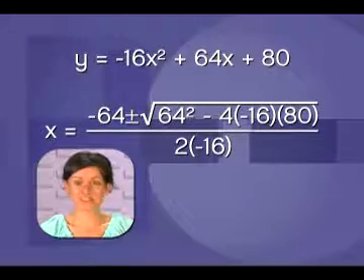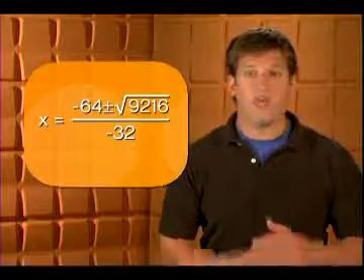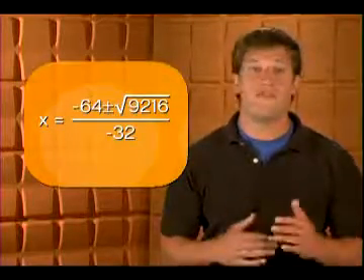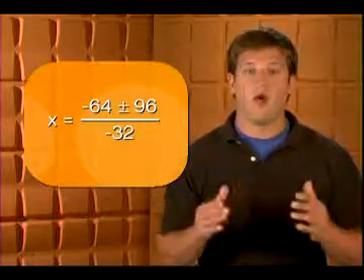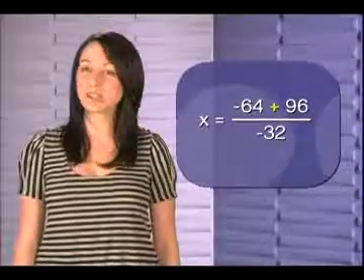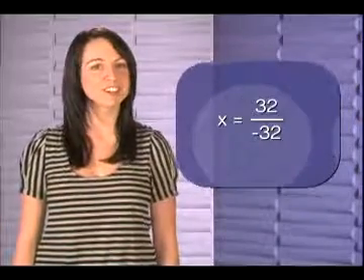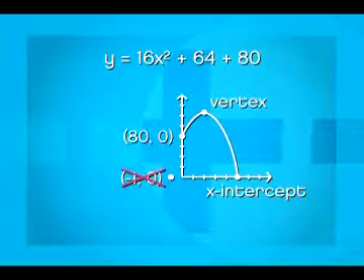Let's work on this. First, we'll square 64 and do our multiplication inside our square root symbol. Then we'll add those two numbers to get the square root of 9,216, which has a perfect square root of 96. Now we just have to solve twice for the positive and negative 96. If we solve for positive 96, we get 32 in our numerator, which, divided by a negative 32 in the denominator, equals a negative 1. This negative x-intercept is useless since we're ignoring all negative numbers on both axes. This is a valid x-intercept if we were drawing a full parabola, but we're not.